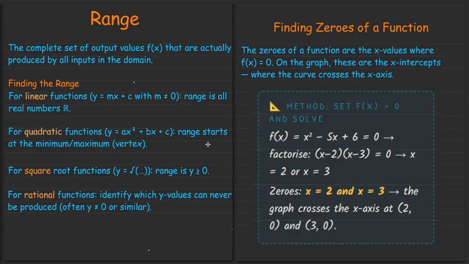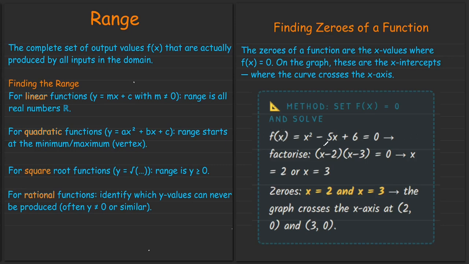Now the last thing we want to look at is the zeros of a function. When we talk of the zeros of a function, it is simply the x values for which the function equates to what? 0. So what value of x do I put in my function so that I'll get 0? On the graph, these are the x-intercepts. That is where the curve crosses the x-axis. It is very, very easy to solve. So all you need to do is to what? Equate your function to 0 and solve.